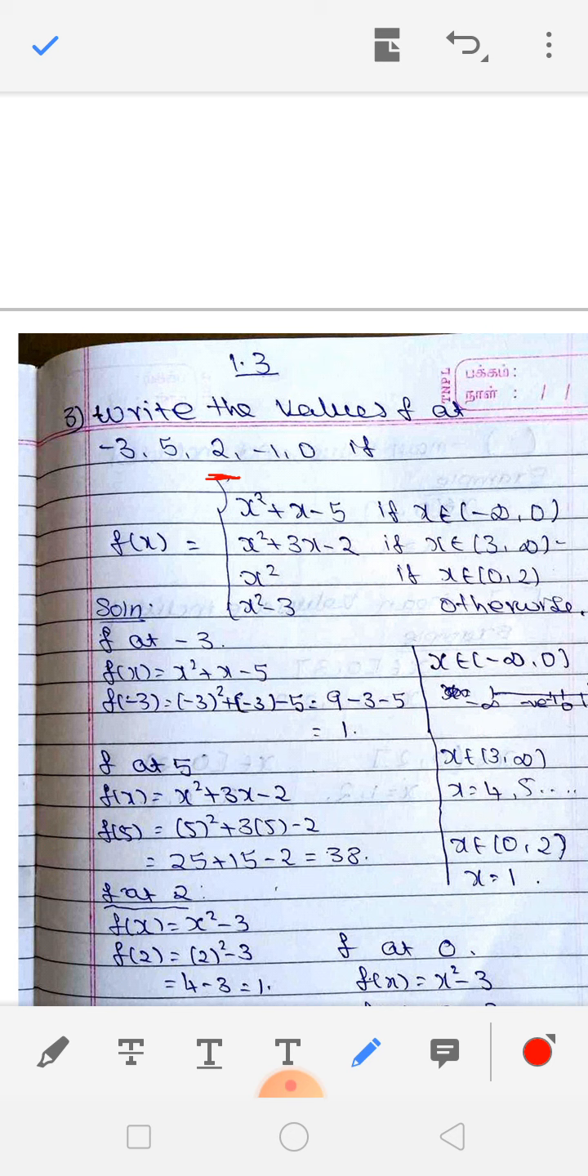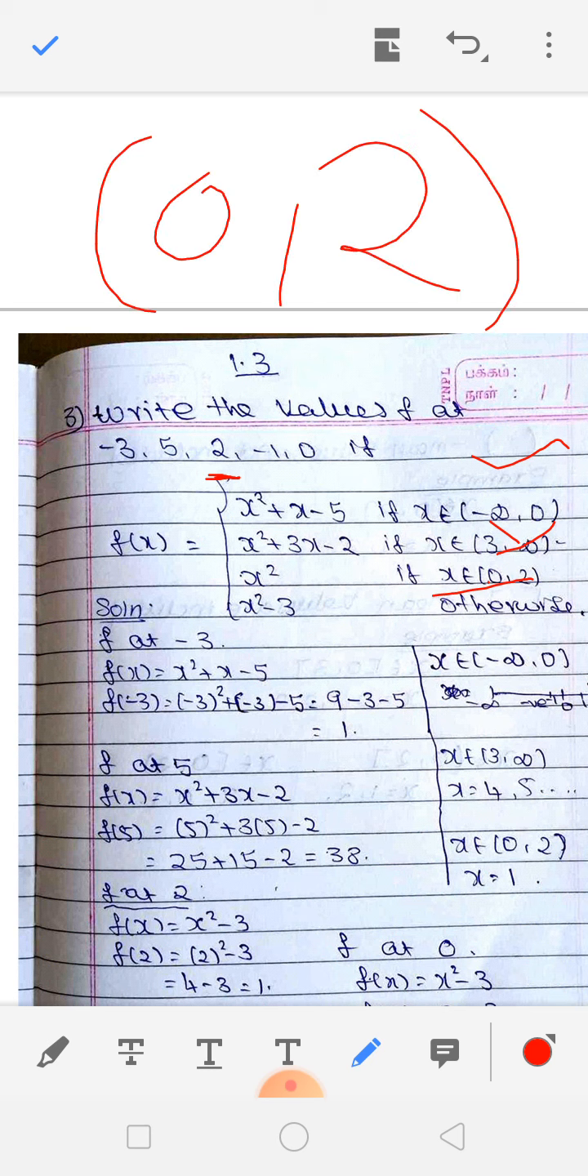First of all, I want to look at where the 2 will be. The first one is not, the second one is 3 to infinity, which means 4, 5, 6, 7. So this is also not. And look at here, 0 comma 2. Open bracket 0 comma 2, which means what? Open brackets mean these end values are not included. So the answer is still 1 only.